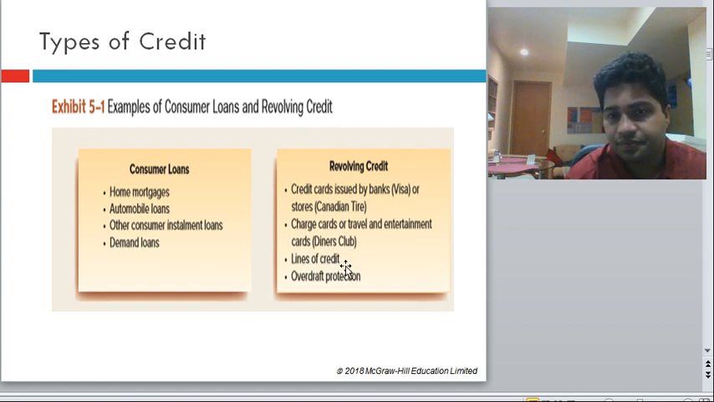Lines of credit are open to you. You can take a student loan based on a line of credit. You are charged interest only on the amount you use towards your education. You are not charged interest on the entire amount. Overdraft protection is also an example of credit.